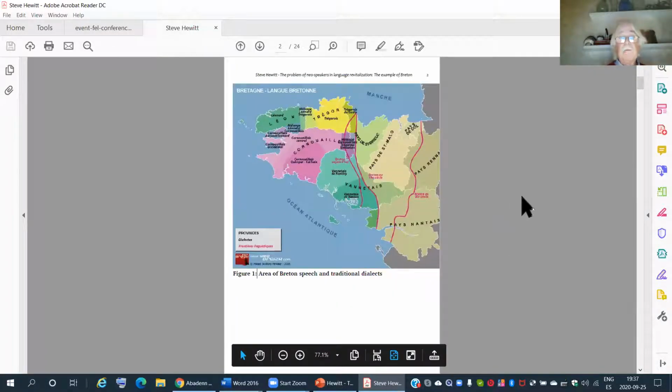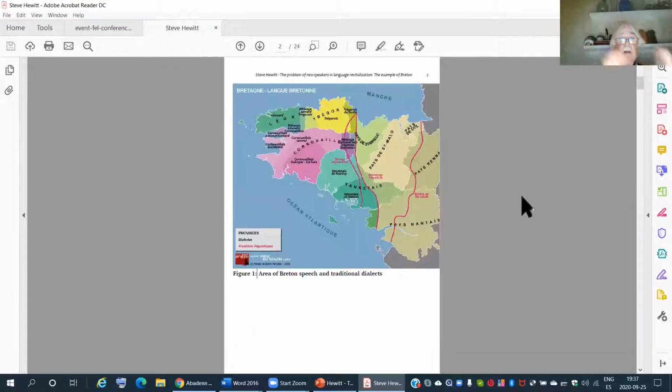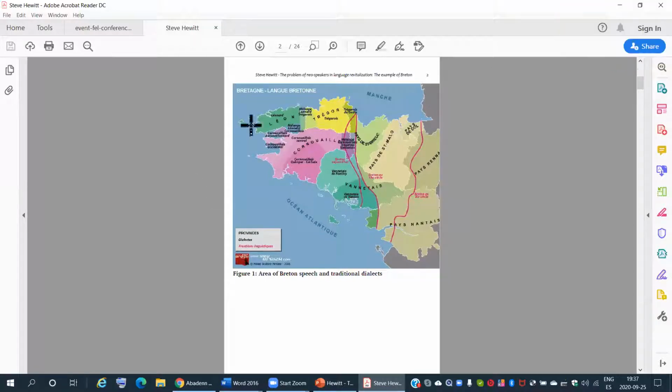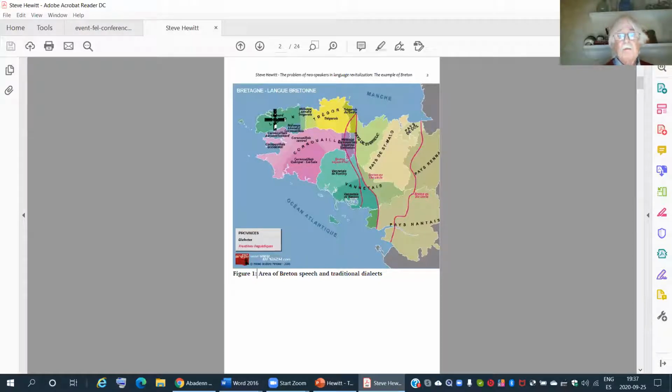Okay, so here we have the map of what are traditionally called the 4 main dialects. It's not actually quite that deep. In any case, you have Leon in the northwest, and that's the basis of standard literary Breton.